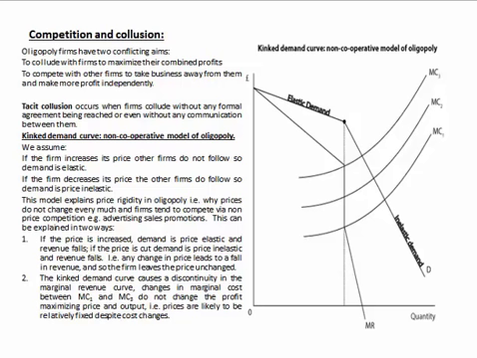The kinked demand curve causes a discontinuity in the marginal revenue curve. Changes in marginal cost between MC1 and MC3 do not change the profit-maximising price and output. In short, prices are likely to be relatively fixed despite cost changes.